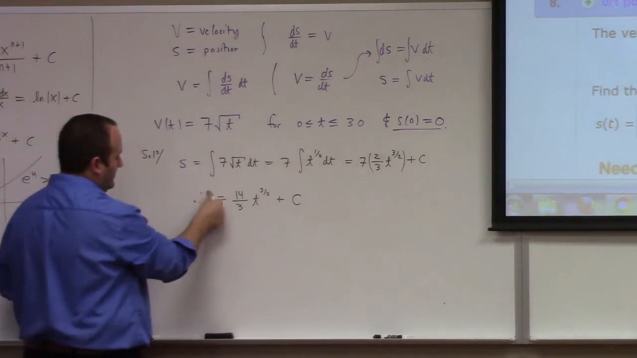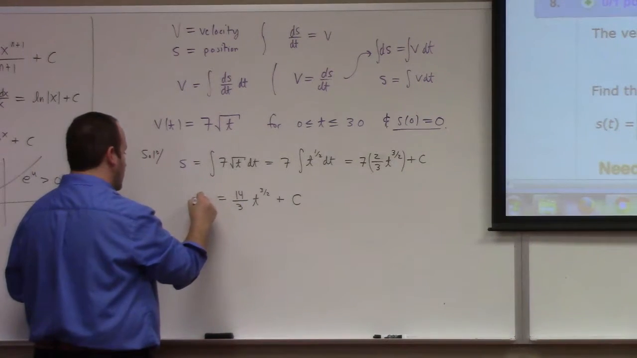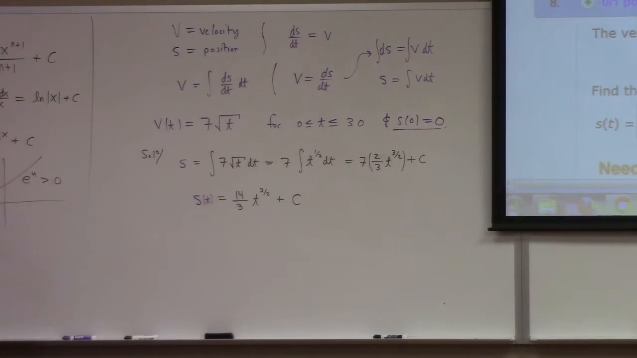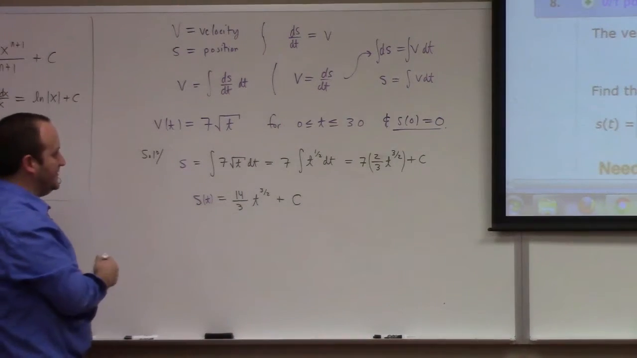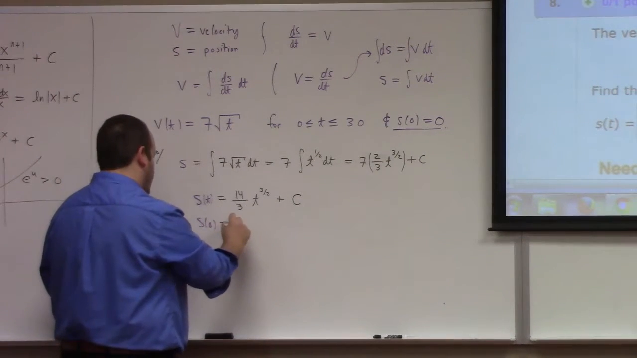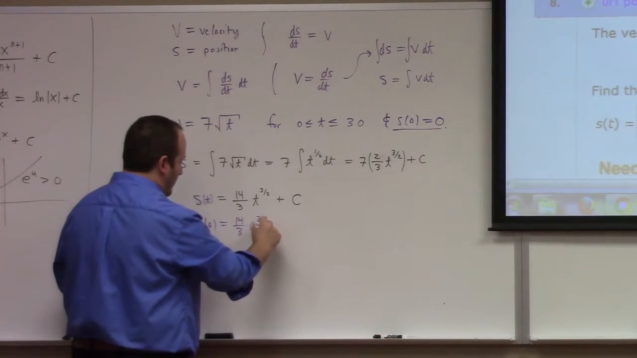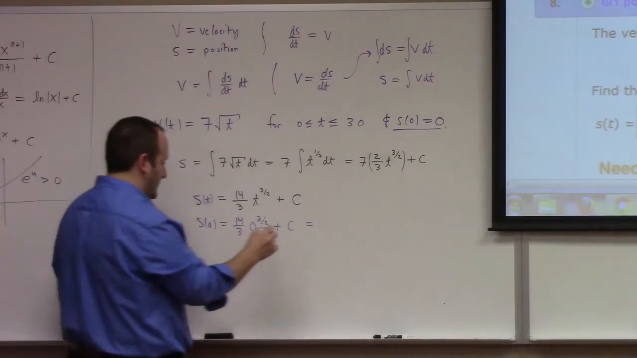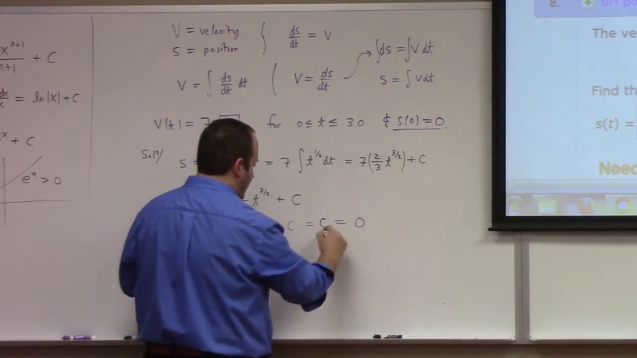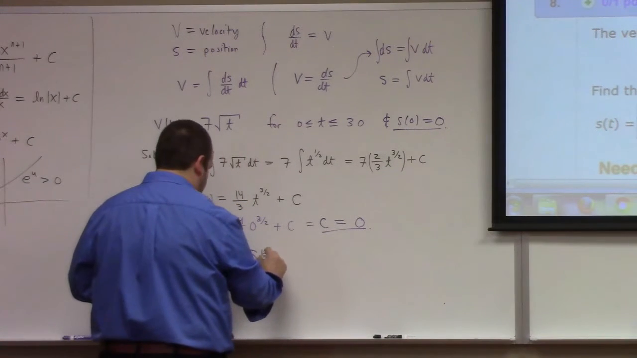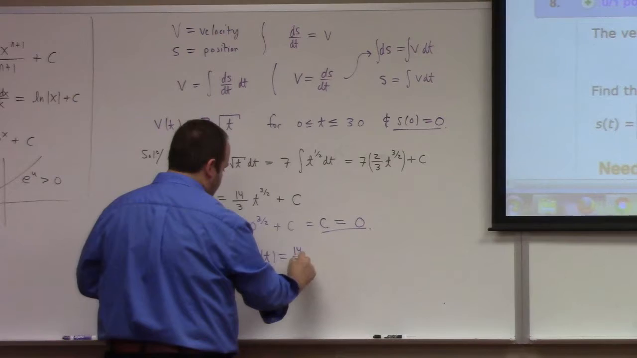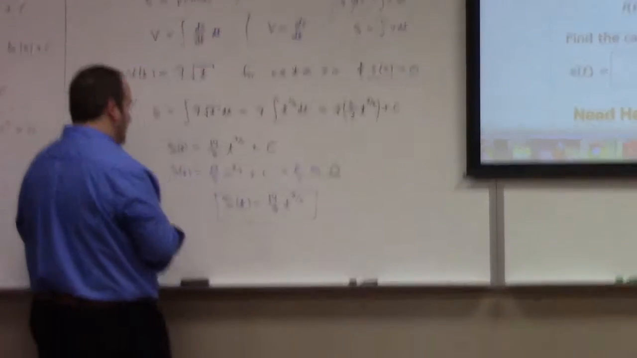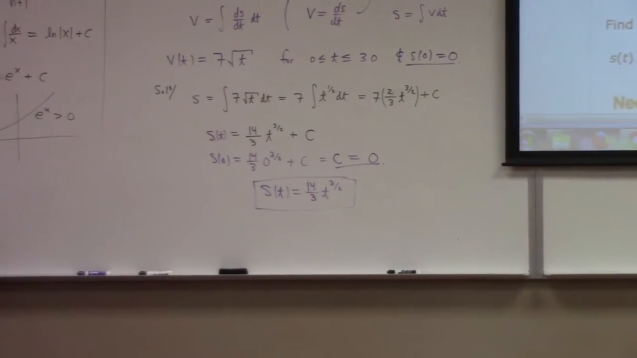Anyway, my silly comments aside, this is s of t. s is a function of t. Now, s of 0 is what? 14/3 times 0 to the 3 halves. What's 0 to the 3 halves power? 0, very good. So this is just c again. So c apparently is equal to 0. So s as a function of time is just 14/3 t to the 3 halves. And there you have it. That's the position as a function of time.